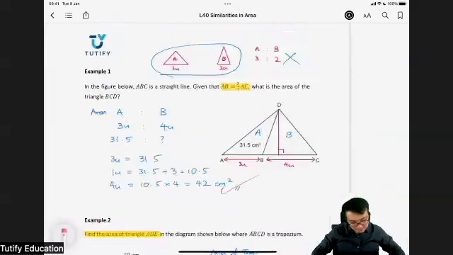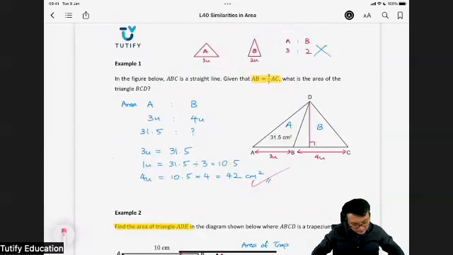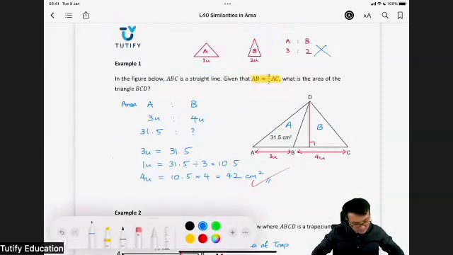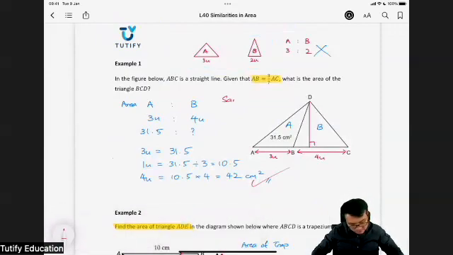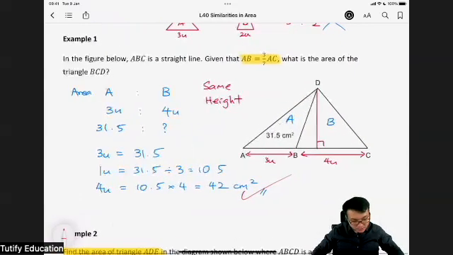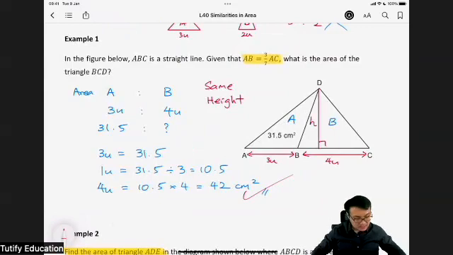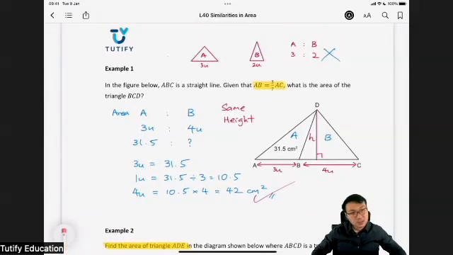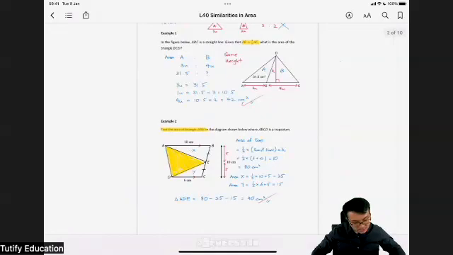Okay, students, you can only apply this method if you have two triangles of the same height. Whenever the two triangles have the same height, then you can say that the ratio of the base will be the same as the ratio of the area, students. Okay? Make sure the triangles must have the same height. Don't worry, we'll do more practice for this.